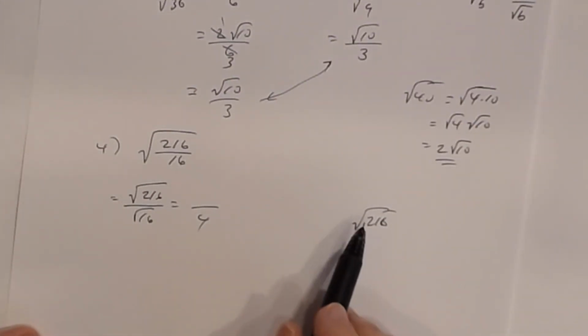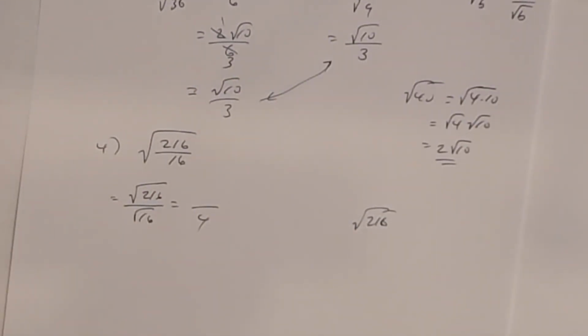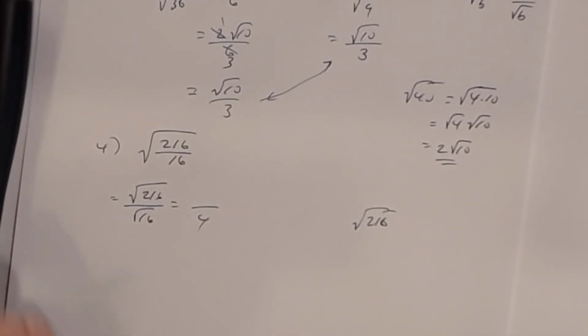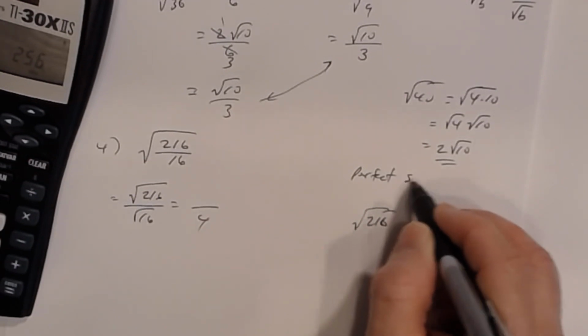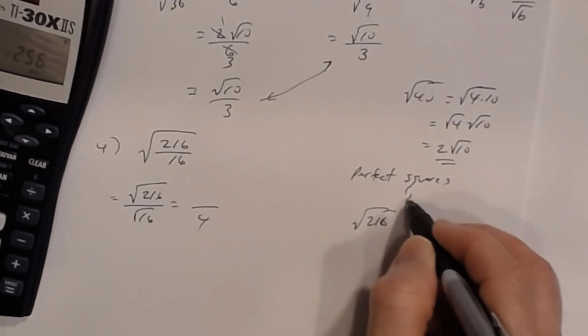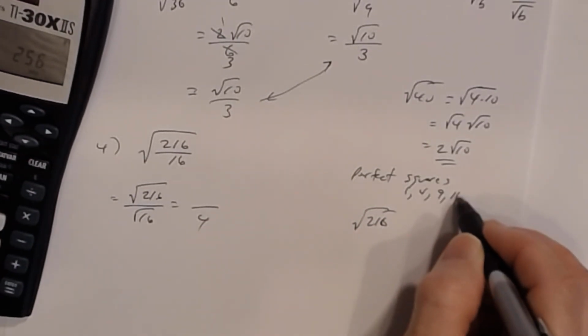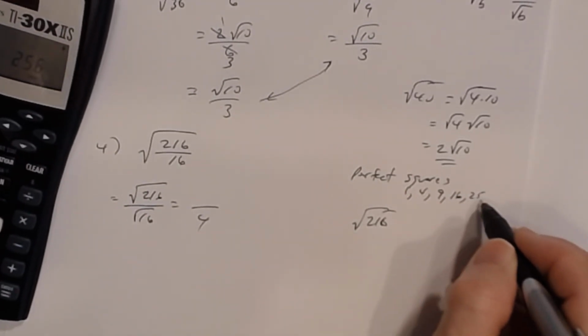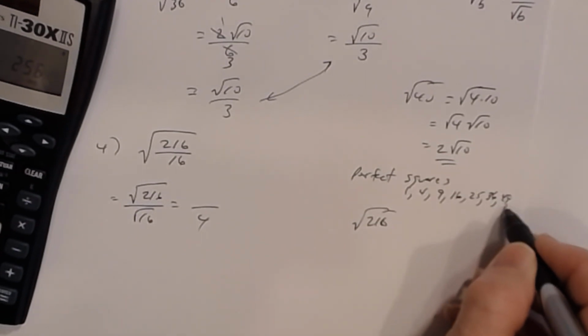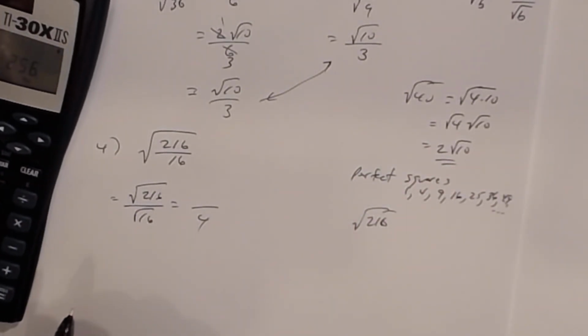You've got to ask yourself, can I simplify the square root of 216? Use your calculator. So remember your perfect squares. Your perfect squares are 1, 4, 9, 16. The next ones will be 25, 36, 49, and so on. There's an infinite number of them.